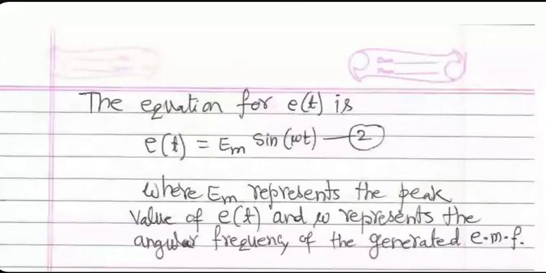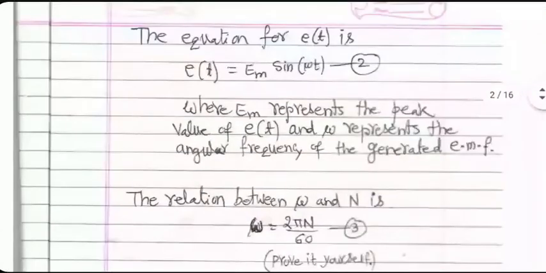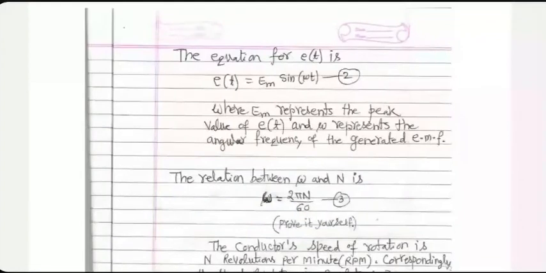Okay, where capital EM is the peak value or amplitude. Omega is the well-known thing, you know by now, it's angular frequency measured in radian per second. Now, in one single rotation, the loop goes through 360 degrees or 2 pi radians.